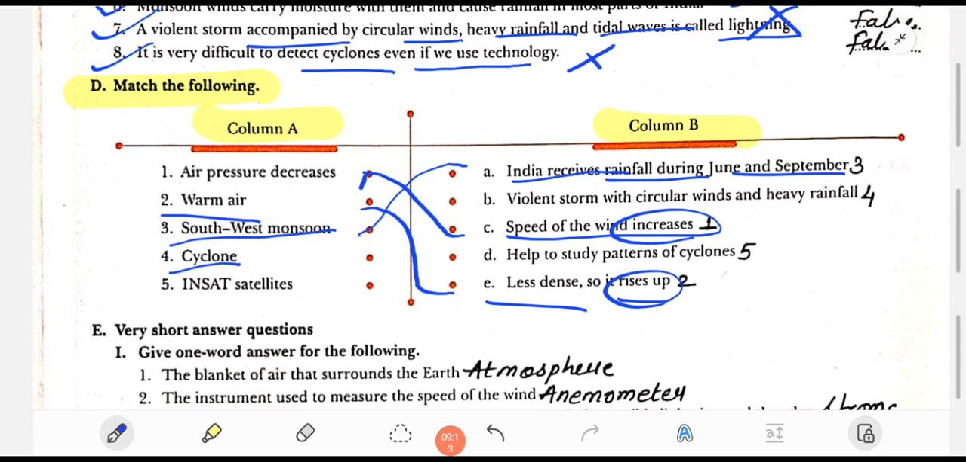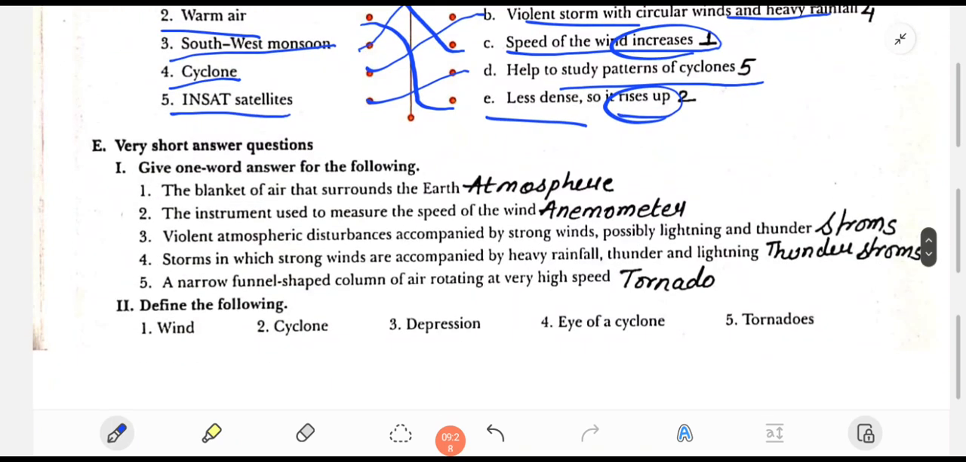Then cyclone. What is cyclone? It is a violent storm with circular wind and heavy rainfall. Then insta-satellite. Insta-satellite helps to study pattern of the cyclone. Then after very short answer, give one word answer for the following. The blanket of air surrounding the earth, it is atmosphere. Then instrument used to measure wind speed, it is anemometer.